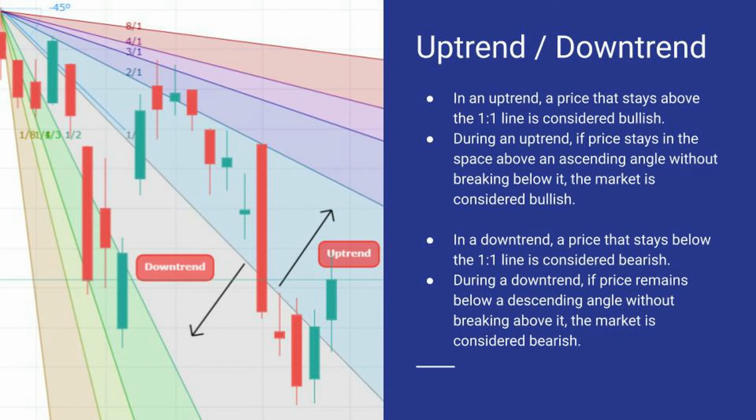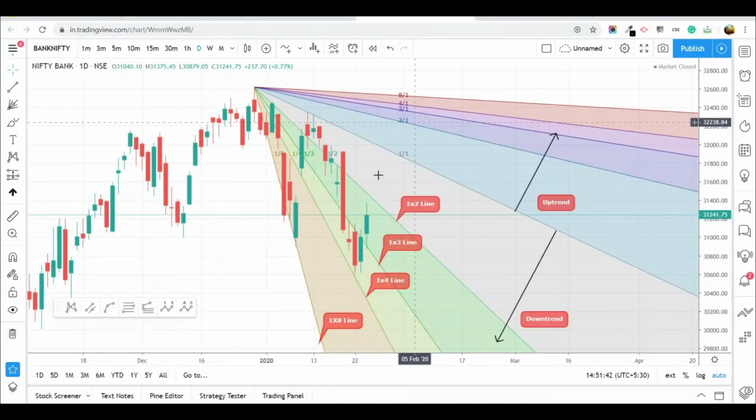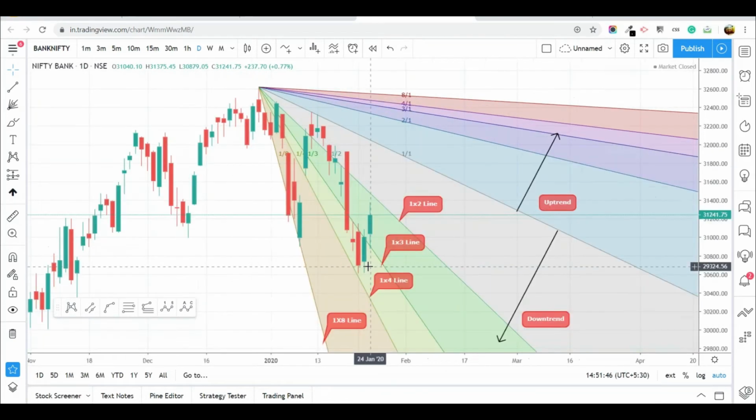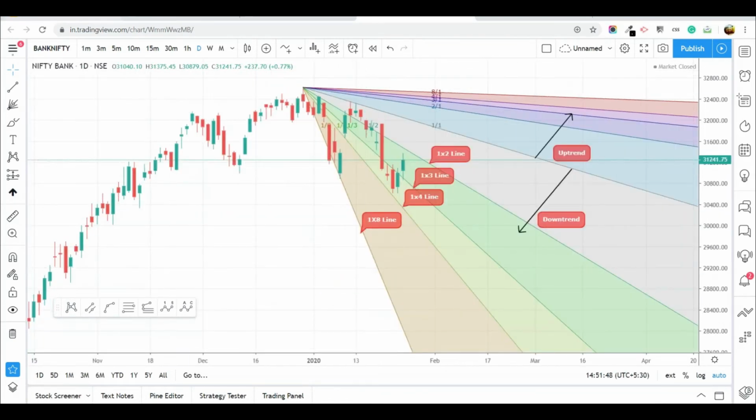So that's how the concept of time is coming here. In an uptrend, a price stays above the 1:1 line is called bullish, and during an uptrend, if the price stays in the space above an ascending triangle without breaking below, the market is considered bullish. So although this is a downtrend, it is trying to go up. So the market is not bearish anymore, but it is in a downtrend.